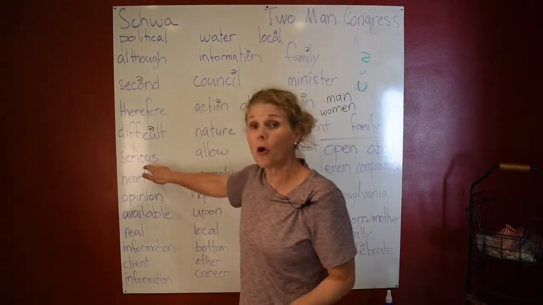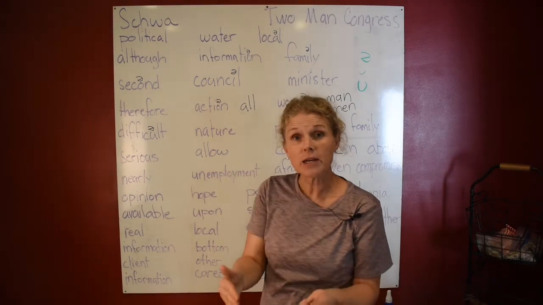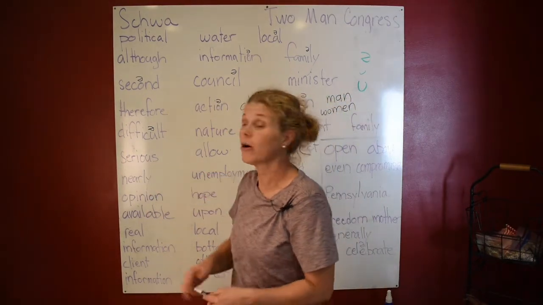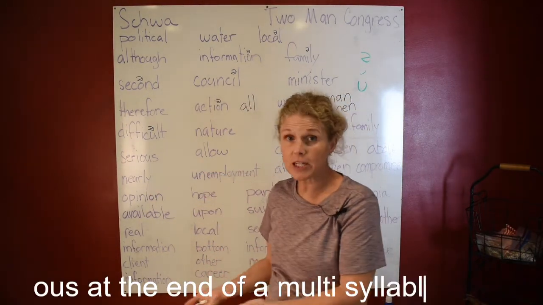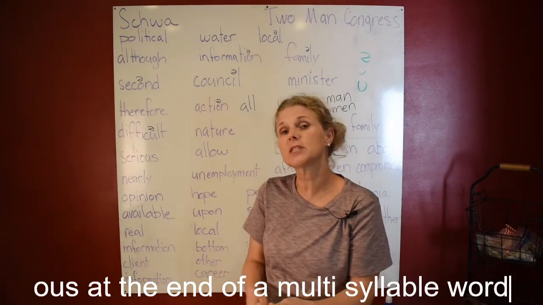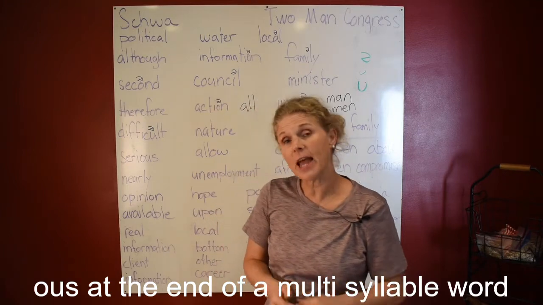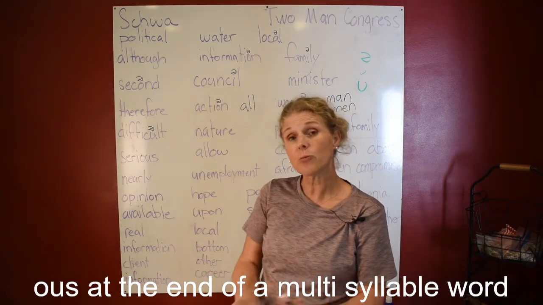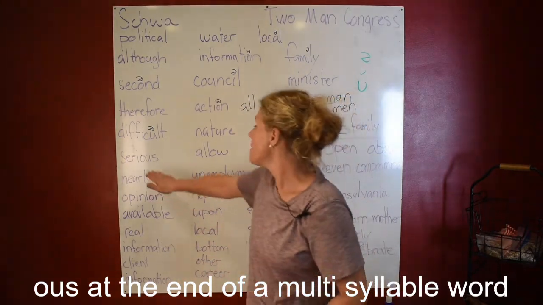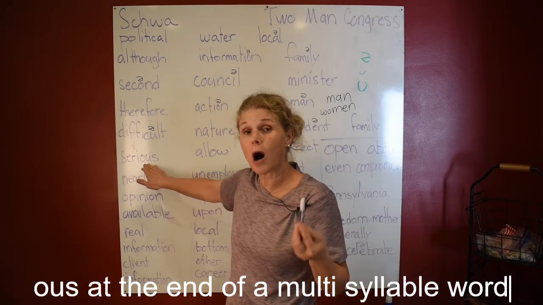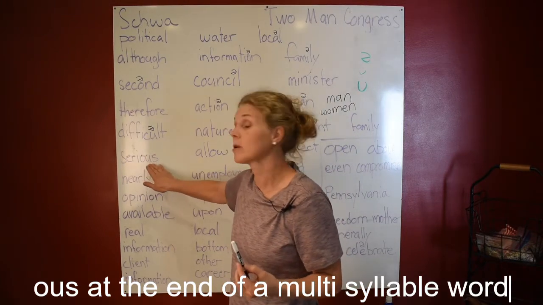Serious. Now, O-U-S has the schwa sound. Now, if you hear us at the end of a word, almost always you're going to spell it O-U-S. Now, O-U-S is also a suffix, and that's how you would spell us when you're adding it onto a base word. But that will have the schwa symbol when you are looking it up.